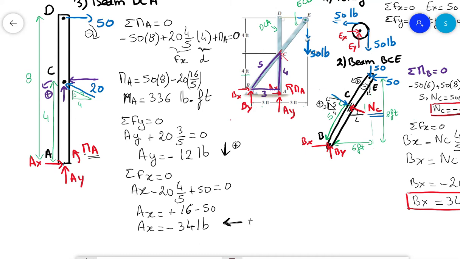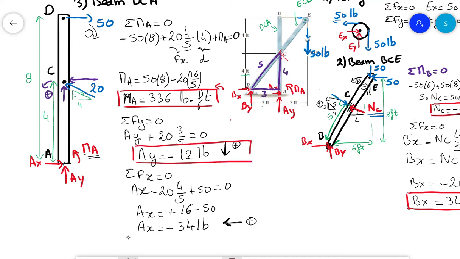Here we go. So we found the moment. It's plus, so it's the way we draw it. AY is going down with 12 pounds, and AX is going to the left.